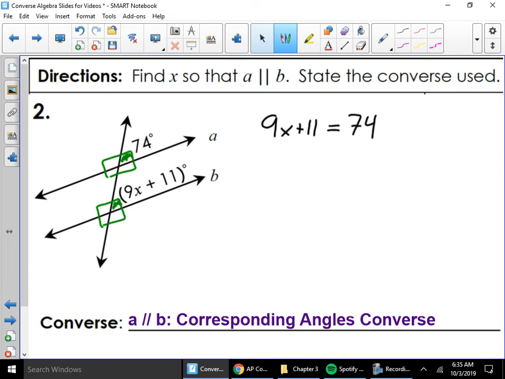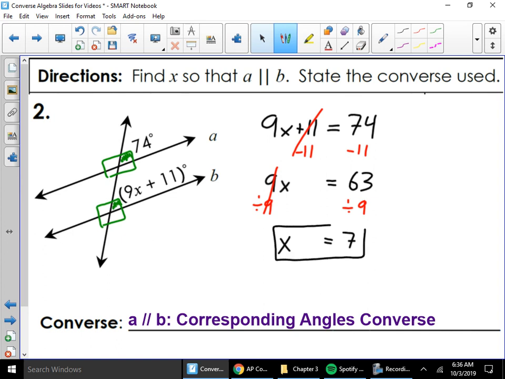We can subtract 11 from both sides, cancel on the left. That will leave us with 9x is 63. One last step here, divide both sides by 9. And we are left with x equals 7.